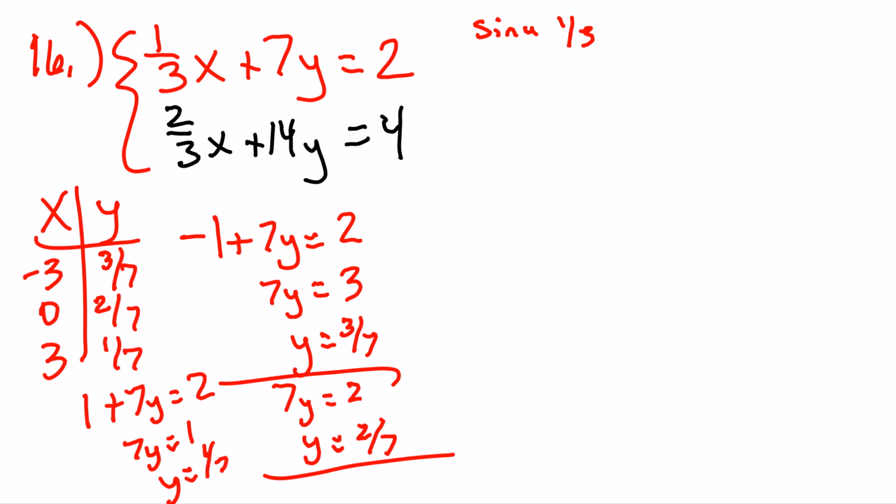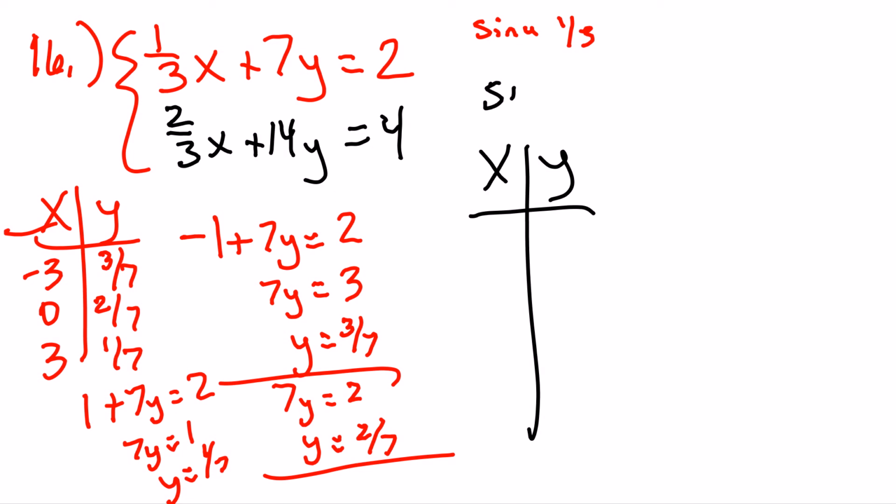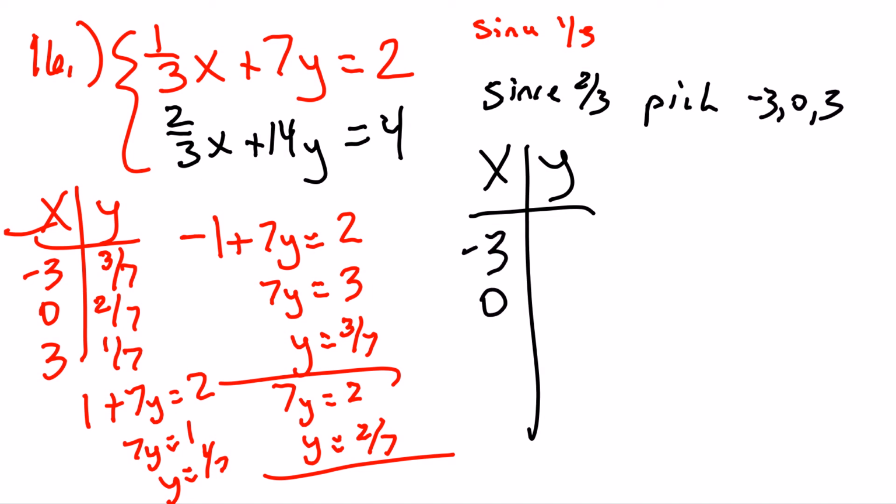Right, I'm going to show you an easy way to graph this. So even though there's 7s in there, I left it as a fraction. It didn't make it a decimal, and it's going to actually be pretty easy to graph. So don't freak out about those fractions. Alright, do the same thing. I have x and y. I'm going to pick, since I have 2/3, negative 3, 0, and 3. So negative 3, 0, and 3.